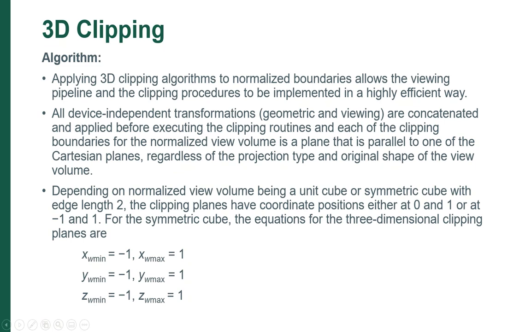Applying 3D clipping algorithms to normalized boundaries allows the viewing pipeline and clipping procedures to be implemented in a highly efficient way. All device-independent transformations are concatenated and applied before executing the clipping routines. Each of the clipping boundaries for the normalized view volume is a plane that is parallel to one of the Cartesian planes, regardless of the projection type. Here you can see that the clipping planes have coordinate positions, say 0, 1 or minus 1, 1. For the symmetric cube, it lies between minus 1 and 1. As we can see, these are the values.